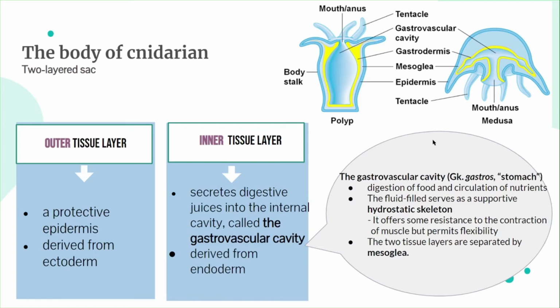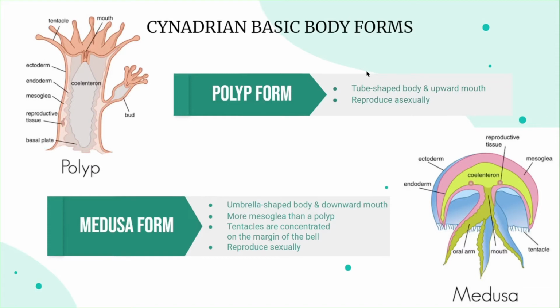They also serve as a protective hydrostatic skeleton because of their fluid-filled cavity. It offers some resistance to the contraction of muscle but permits flexibility. And we can see the mesoglea separating the two tissue layers. So, the cnidarian basic body forms.